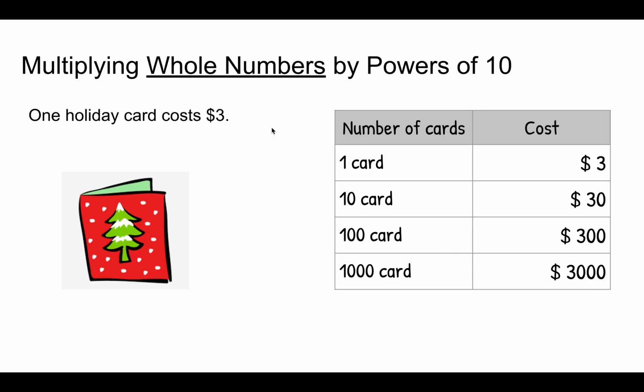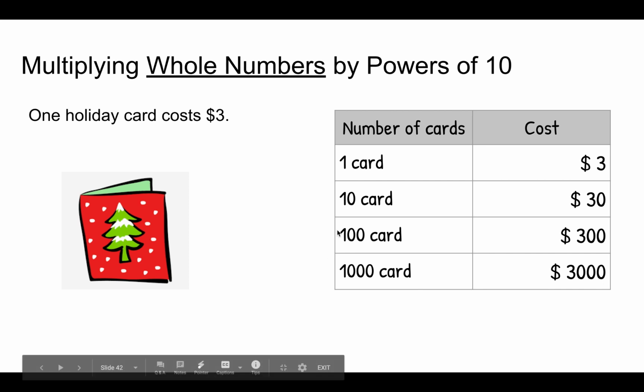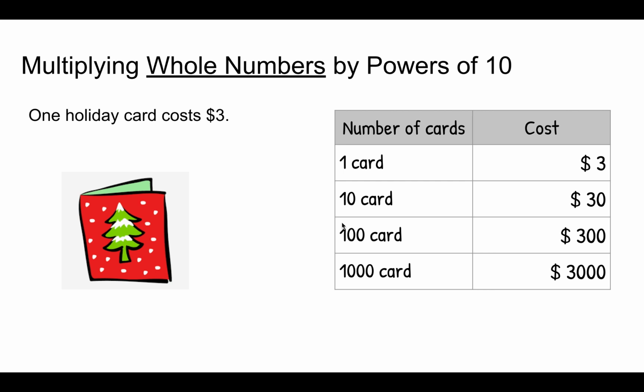So let's say that we're buying holiday cards. Maybe we're sending them to one friend, maybe we're sending them to the whole school. So one card would cost $3, 10 cards would cost $30, 100 cards would cost $300, and 1,000 cards would cost $3,000. So what patterns do you notice? How is the cost of the cards getting bigger?